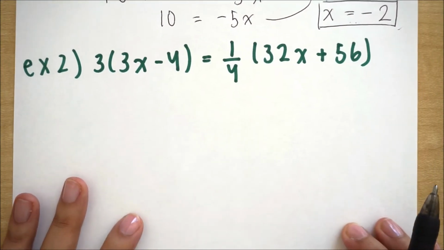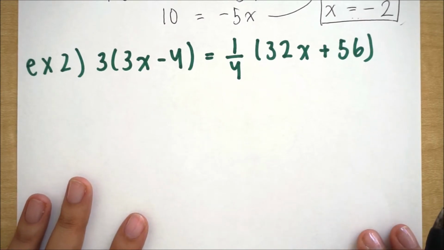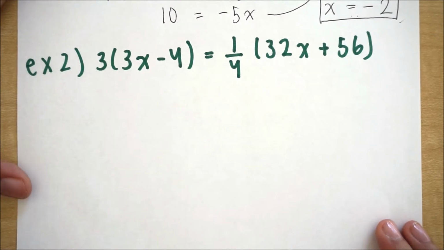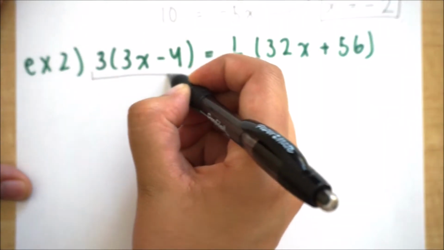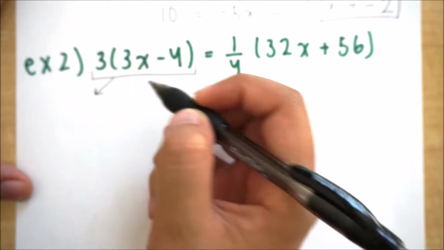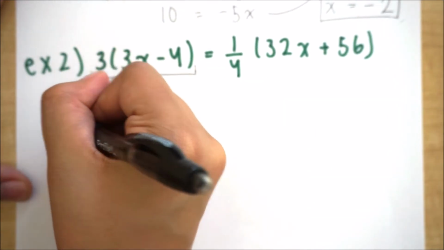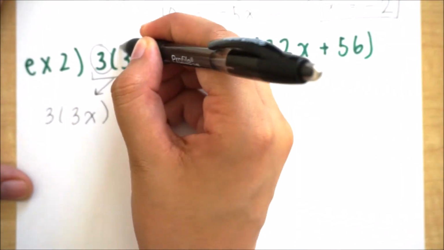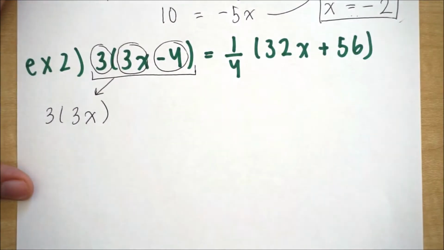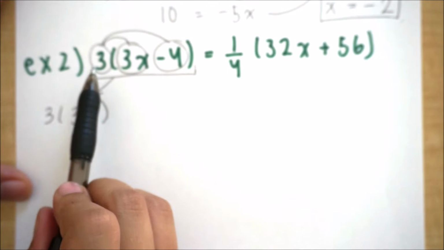All right, let's go to example 2. Example 2 seems a little bit more intimidating, but it's actually fairly simple. It just has a lot of parts to it. Let's work with the left side. The first thing I see is that I need to use the distributive property. So I'm going to distribute 3 to 3x and 3 to negative 4.